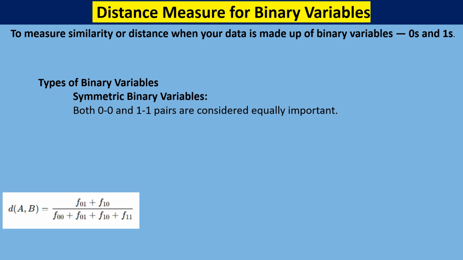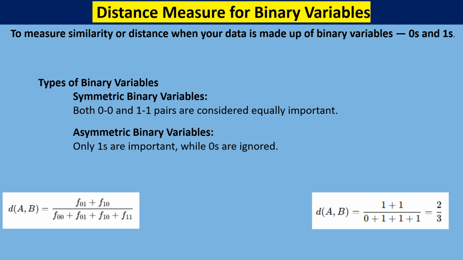Symmetric binary variable: both 00 and 11 pairs are considered equally important. For example, in identifying whether two objects have the same properties, both are of the same color or both have specific types. Both matches, 00 or 11, have equal significance.